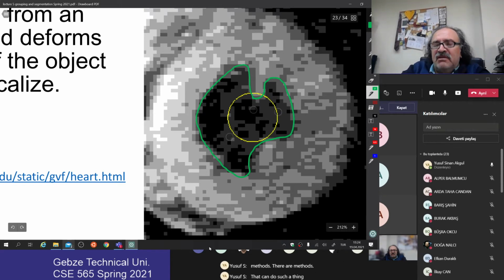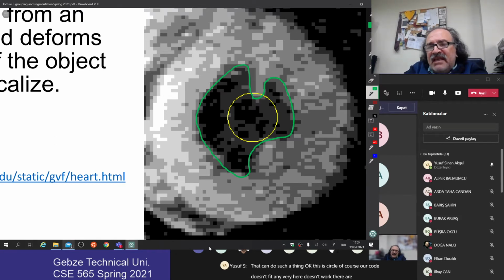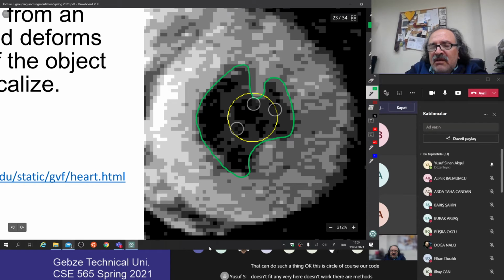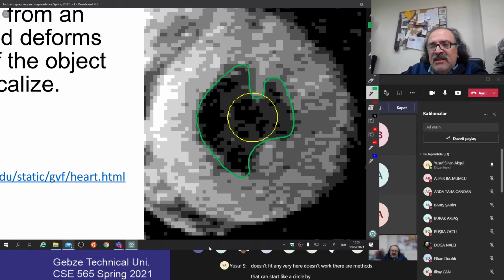Okay, this is a circle. Of course, circle doesn't fit anywhere here. There are methods that can start like a circle by deforming this circle to find such contours. There are methods of it.